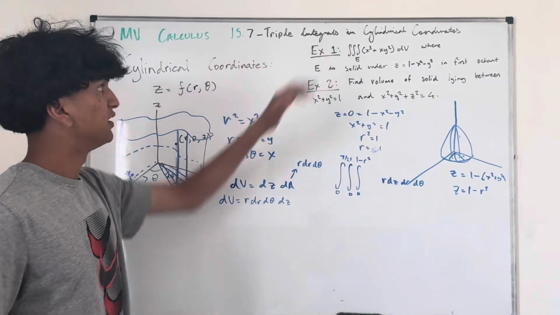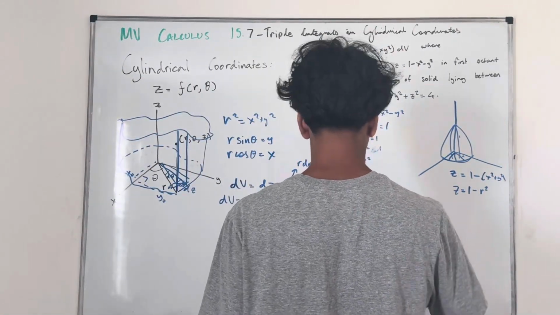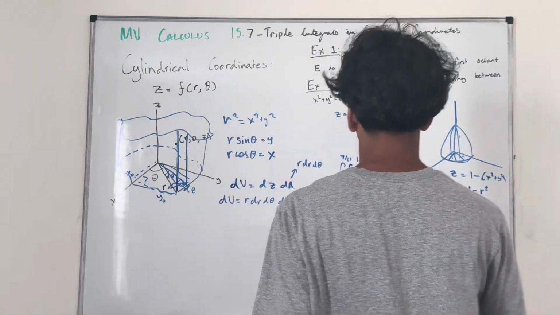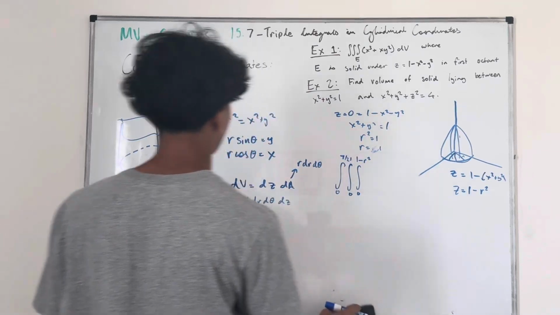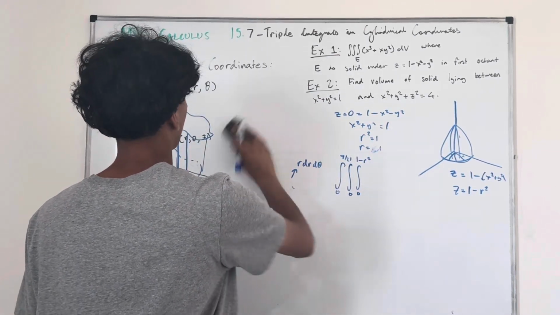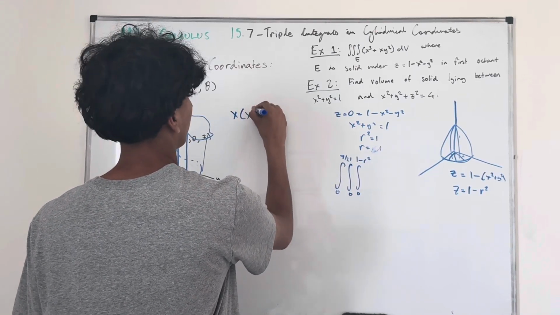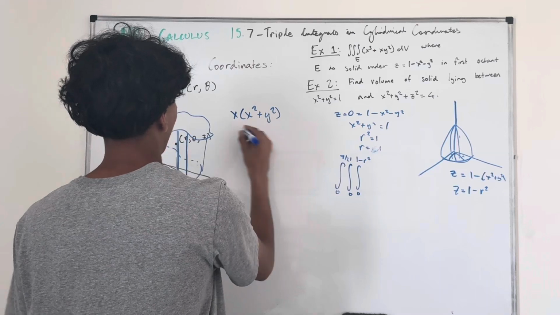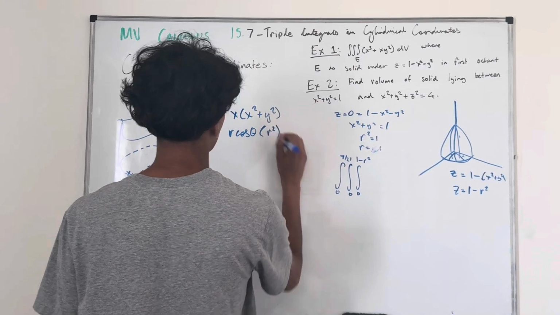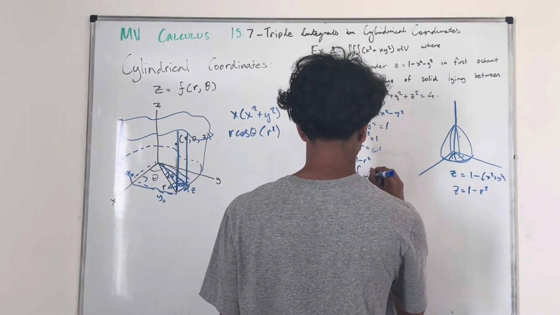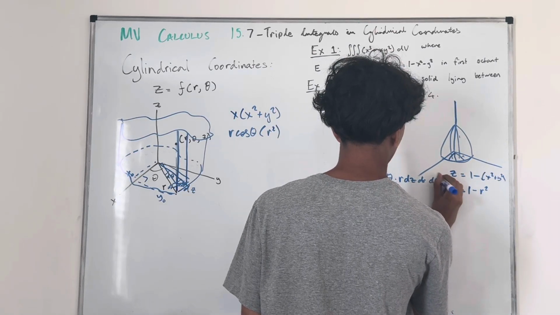So what are we integrating? Well, it's going to be this. What we can do is factor out an x. I'm running out of space, so I'm just going to erase this because I don't think we really need it now. But what we can do is factor out x squared plus y squared. So x is r cosine theta when we convert it over, and then x squared plus y squared is r squared. So I get r cubed cosine theta times r dz dr d theta.